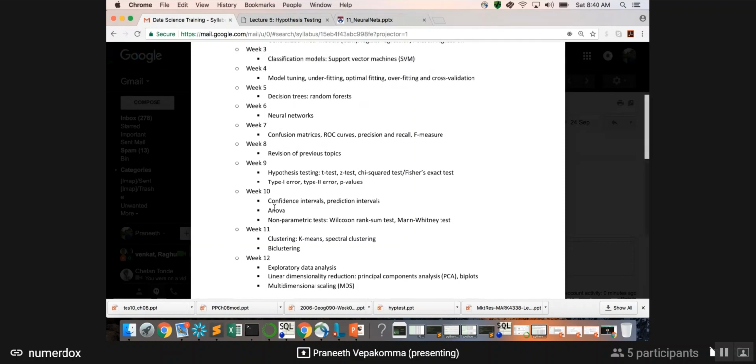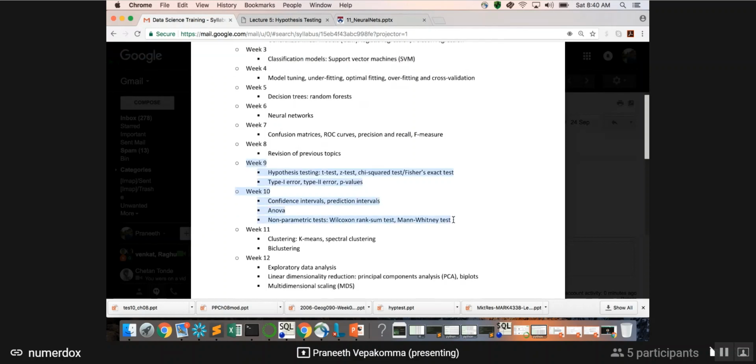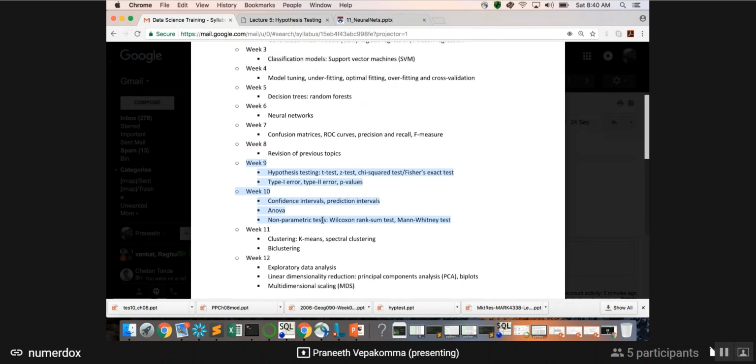Weeks 9 and 10 are basic statistics concepts, because these days a little bit of statistics is also useful apart from just the cool machine learning techniques. These are concepts that a lot of people should know: what is hypothesis testing, what is a confidence interval, etc.